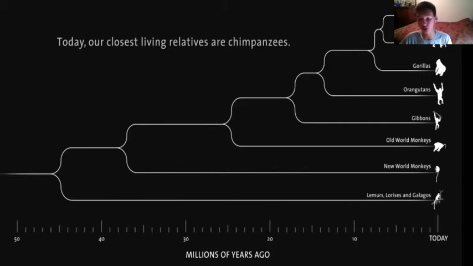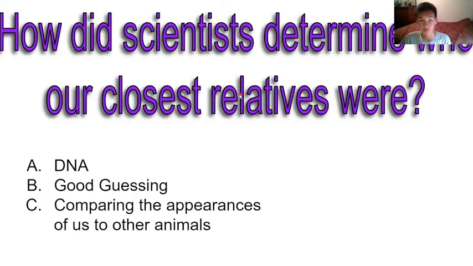But I'm going to talk a little bit about why it's actually different, and why we obviously look so different and act so different. I think I already gave this away, but we're going to ask this anyway. How did scientists determine who our closest relatives were?